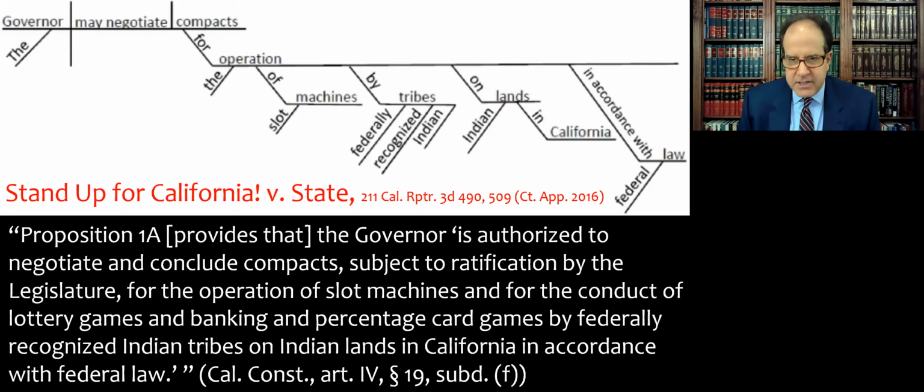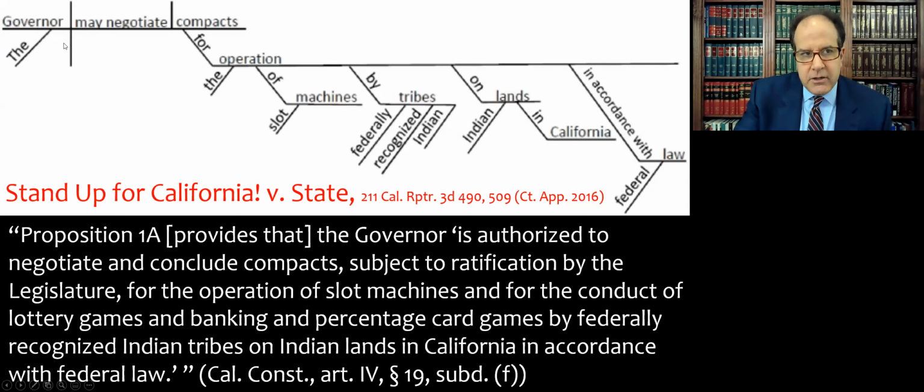Proposition 1A provides that the governor is authorized to negotiate and conclude compacts subject to ratification by the legislature for the operation of slot machines and for the conduct of lottery games and banking and percentage card games by federally recognized Indian tribes and Indian lands in California in accordance with federal law. Because the whole case is going to turn on this very confusing statute, which is a string of prepositional clauses, the judge writing the majority opinion uses a diagram to show what the different prepositional clauses are modifying.